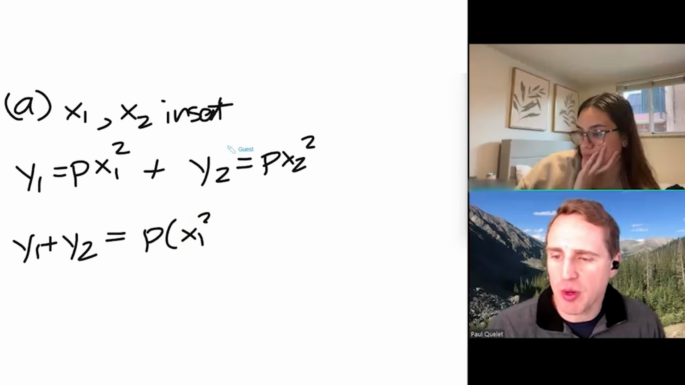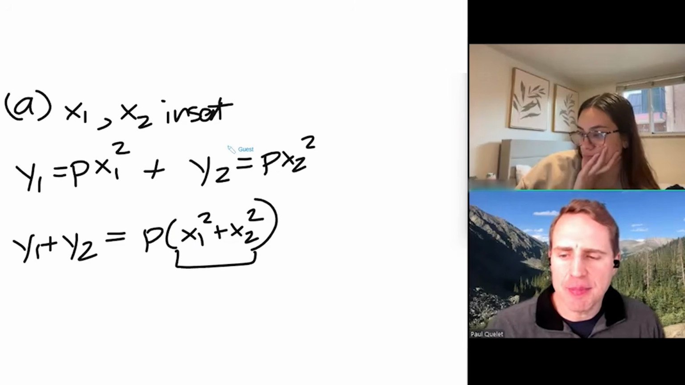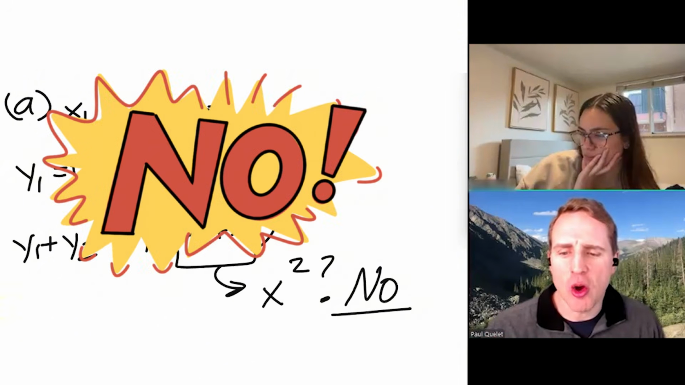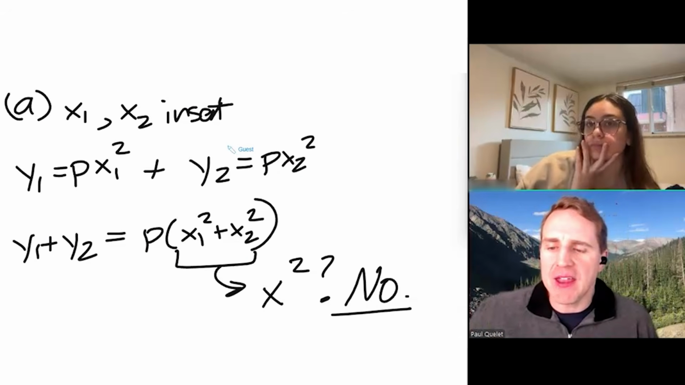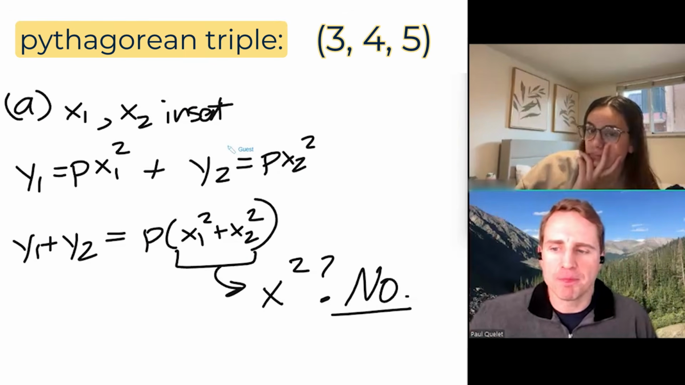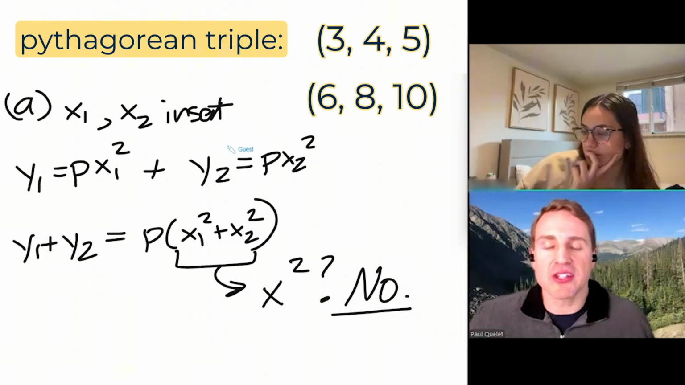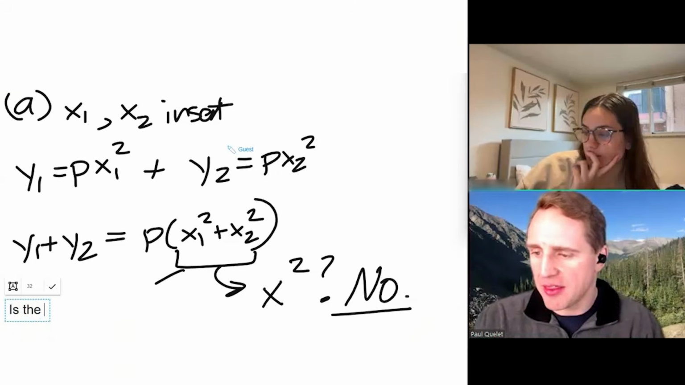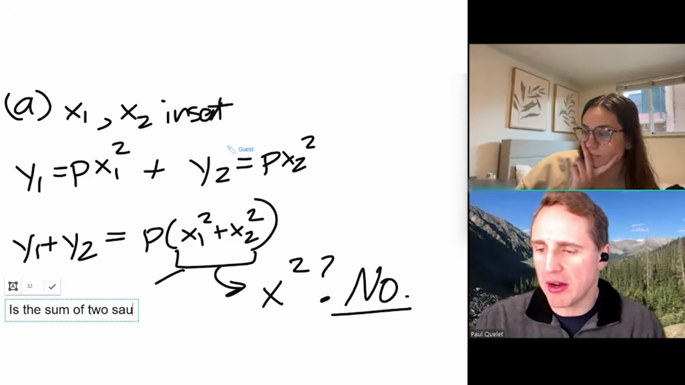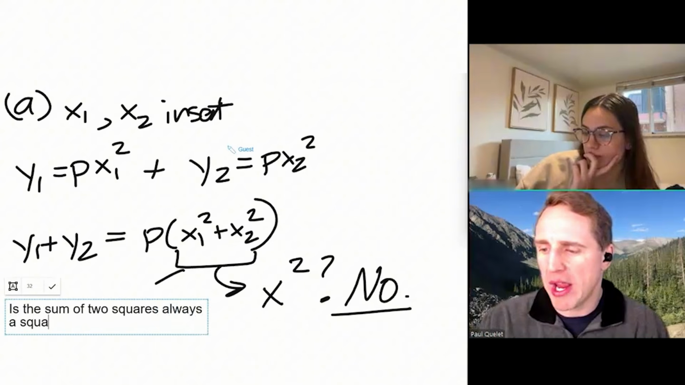It's x1 squared plus x2 squared. But wait a minute, can this be written as another x squared? No. The only case that would be true is if this was like a Pythagorean triple, where the sum of 2 squares is also a square. So the question is, is the sum of two squares always a squared number? And the answer is going to be no.